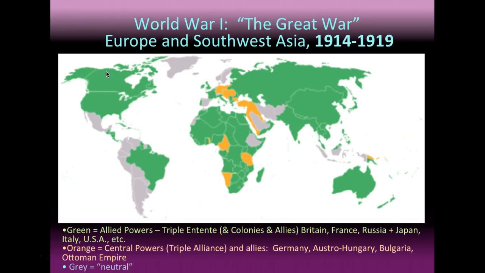The orange colors are the Central Powers, also called the Triple Alliance. I think that gets a little confusing, the Triple Entente versus the Triple Alliance, so I say the Allied Powers and the Central Powers. And their allies: Germany, Austro-Hungary, Bulgaria, and the Ottoman Empire. And only the gray states remained neutral, even though many of the gray states ended up supplying goods to other parts of either the Allied or Central Powers, most of the time to the Allied powers.